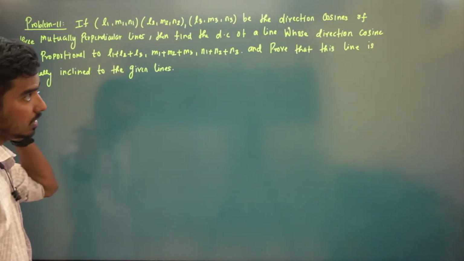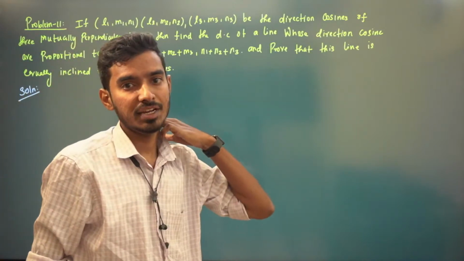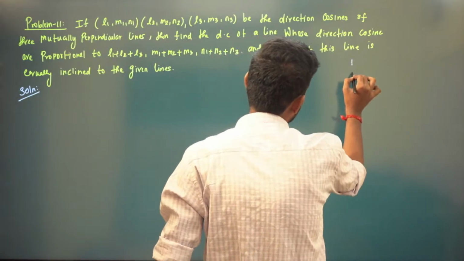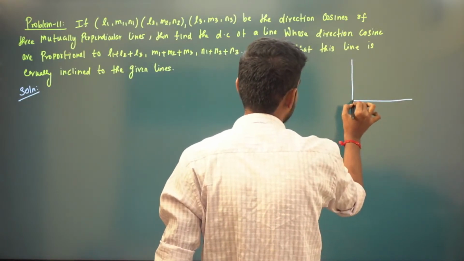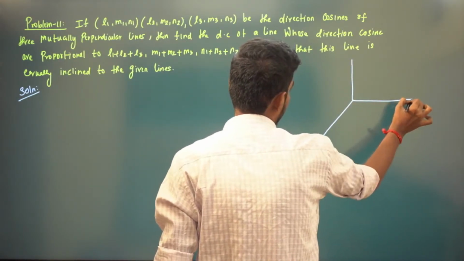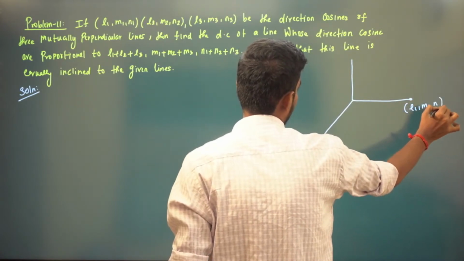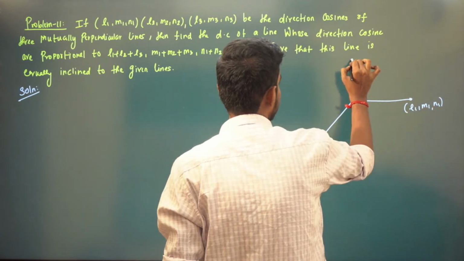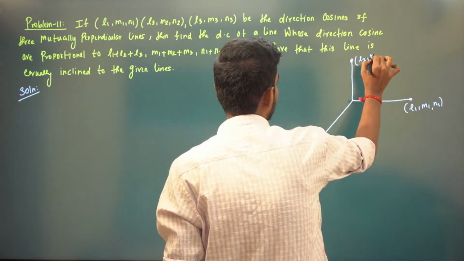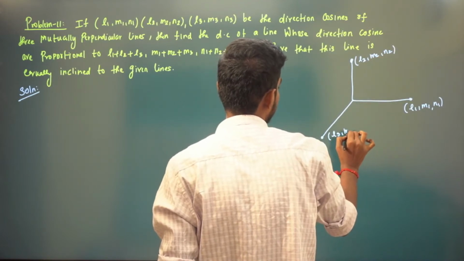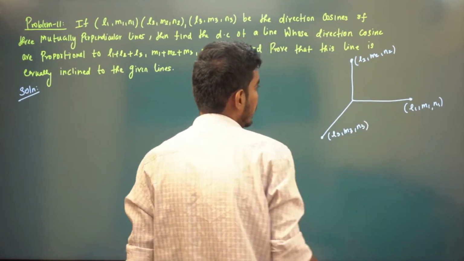So we have 3 mutually perpendicular lines. Mutually perpendicular means the angle between all 3 is 90 degrees. So this line has direction cosines L1, M1, N1, this has direction cosines L2, M2, N2, and this has direction cosines L3, M3, N3.